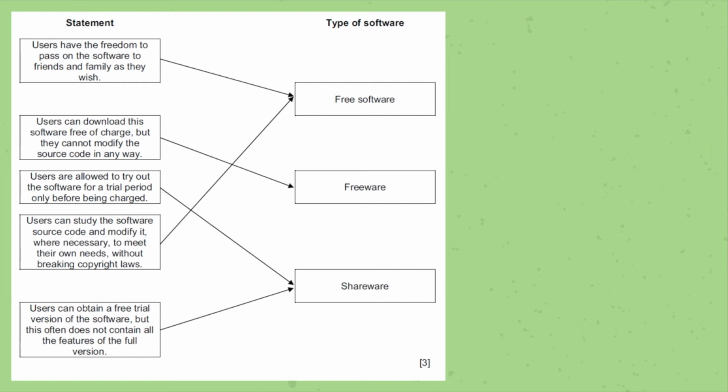For shareware, users are allowed to try out the software for a trial period of time only before being charged. Users can obtain a free trial version of the software, but this often does not contain all the features of the full version. Remember the hierarchy, that is free software, freeware and shareware starting from the least. Free software is the one you can do anything with, but shareware is the boss. You can use only the trial version for free and, as you know, that does not come with all the features.